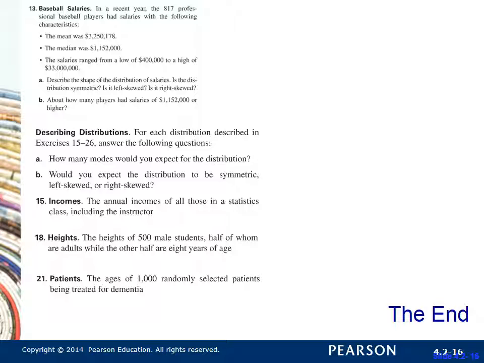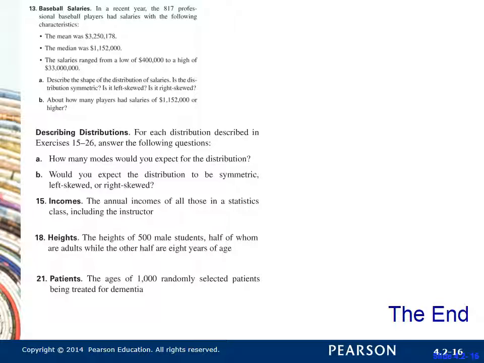My mean is to the right of that. I immediately know this thing is going to be pulling over to the right. It's going to be right skewed. But most of the salaries range from a low of 400,000, whoa, to a high of 33 million. Look at that. So describe the shape of my distribution here.